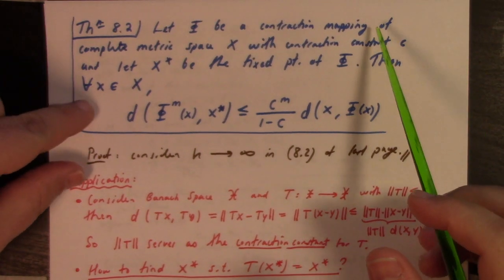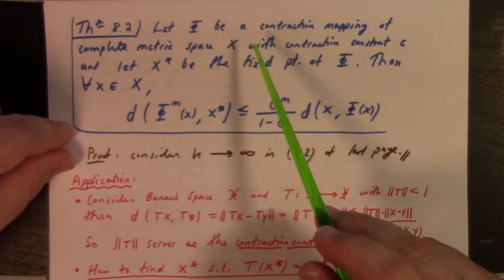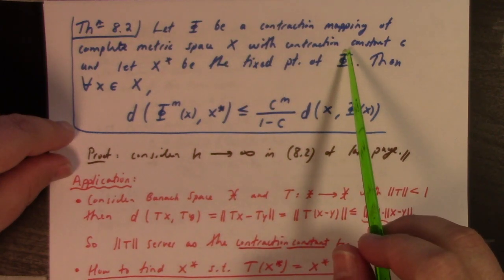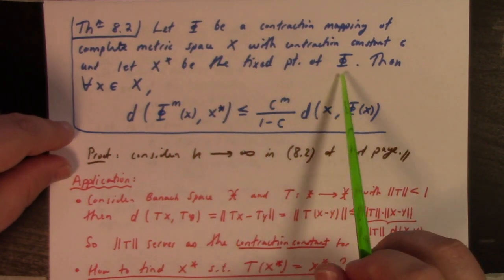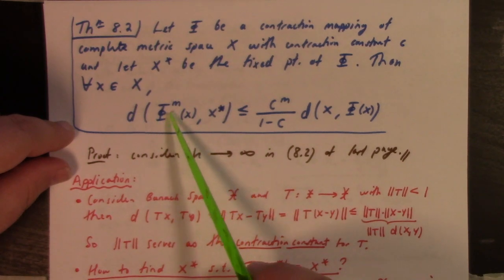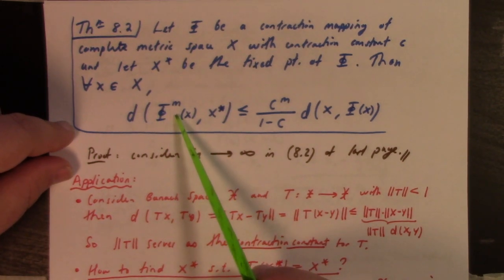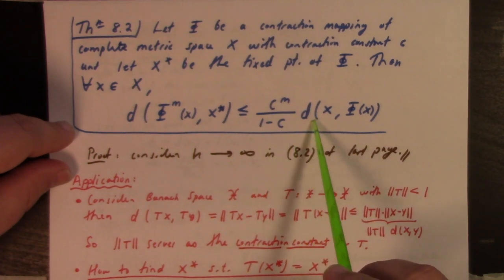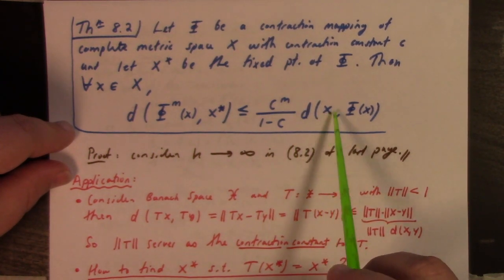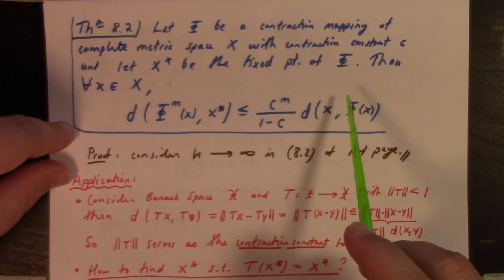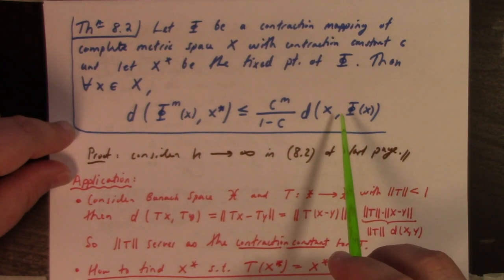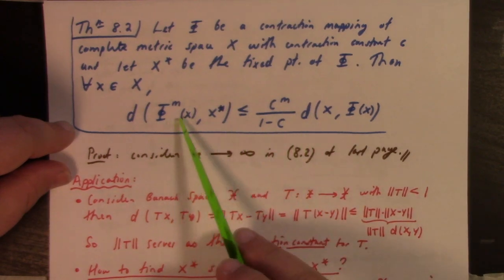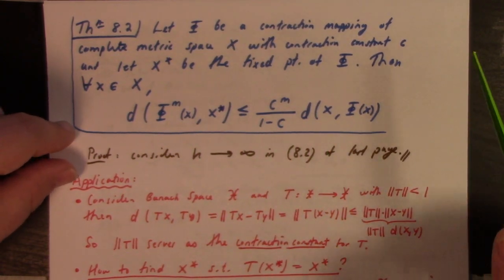Related, if it's a contraction mapping, if you use a contraction mapping of a complete metric space with contraction constant c, and x star is the fixed point, then the distance between phi m of x and x star is less than or equal to c^m over 1 minus c, times the distance from x to phi of x. In other words, we have an estimate of how far we are from the fixed point for a given iterate, according to this estimate right here.